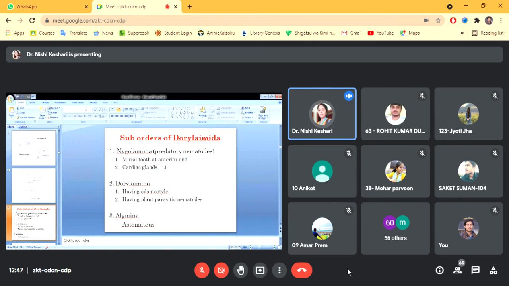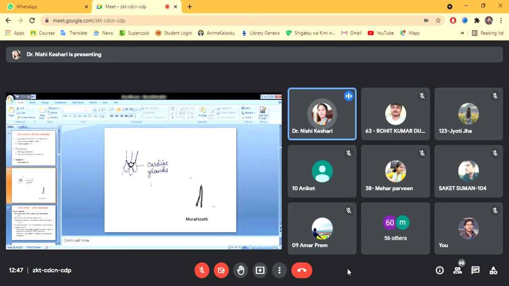And their cardiac glands are free. This is a peculiar character. You can see these are the cardiac glands. Cardia: after the esophagus, the intestine starts. So between the esophagus and intestine, there is a wall. They can open at one side only, and this is called the cardia. Below the cardia, three glands are there. These are called cardiac glands, which are present only in Nygolaimina, the predatory nematodes. And this is the mural tooth, just like a long tooth. This is found in Alaimina. No, sorry, Nygolaimina.